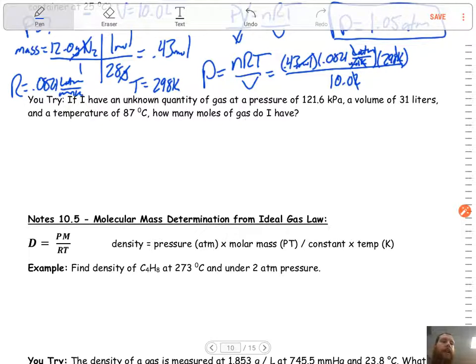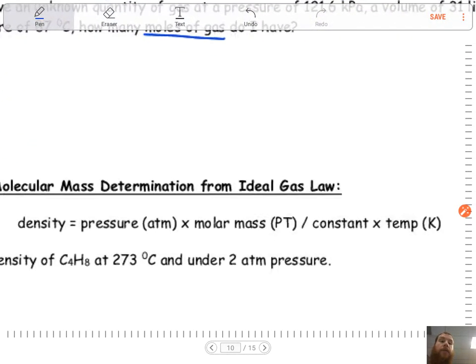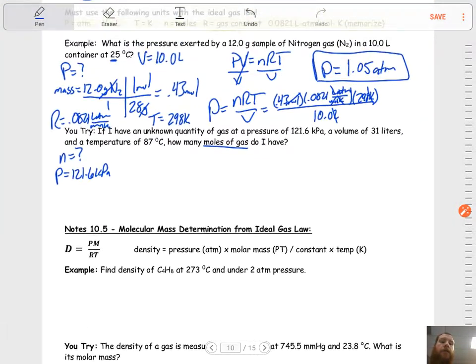All right, so here we go. We're going to figure out moles in this problem. How many moles of gas do I have? So that's my n value. Pressure equals 121.6 kPa. What do we have to do with that right away? We've got to get that to atmospheres.